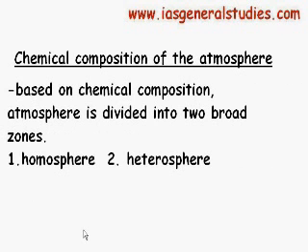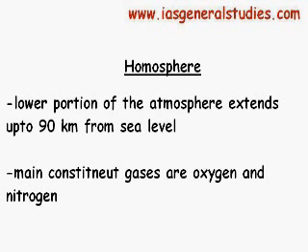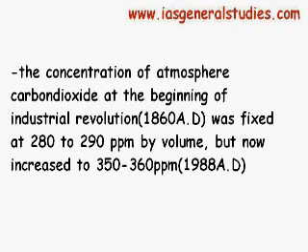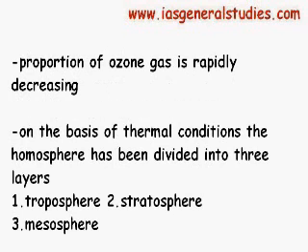Now let us study the chemical composition of the atmosphere. Based on the chemical composition, the atmosphere is divided into two broad zones, the homosphere and the heterosphere. The lower portion of the atmosphere, extending up to 90 km from sea level, is called the homosphere, and the main constituent gases are oxygen and nitrogen. The concentration of atmospheric carbon dioxide at the beginning of the industrial revolution, around 1860 AD, was 280 to 290 parts per million by volume, but it increased to 350 to 360 parts per million by 1988 AD. The proportion of ozone is rapidly decreasing.